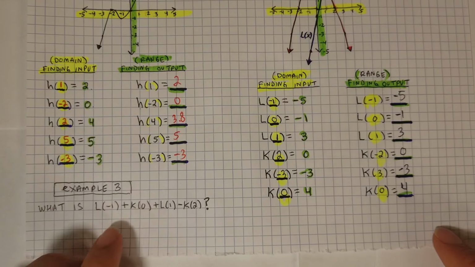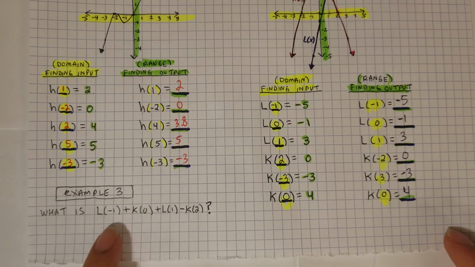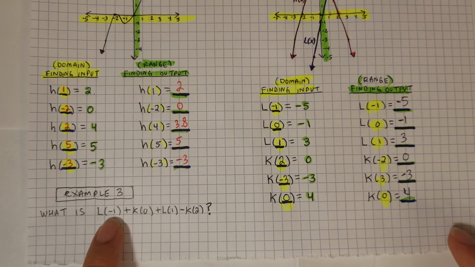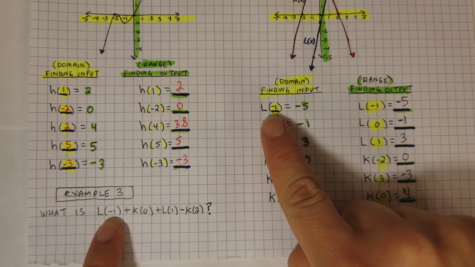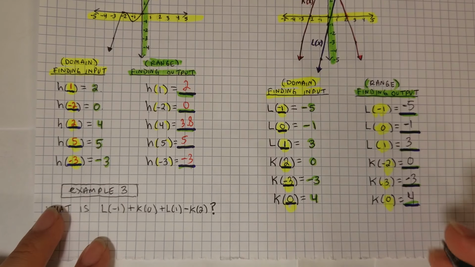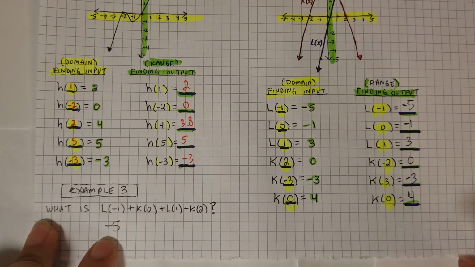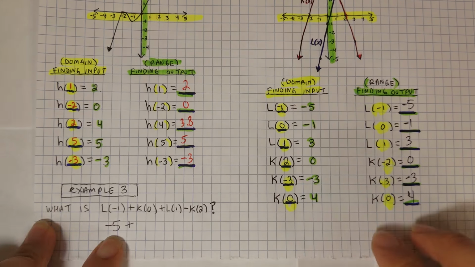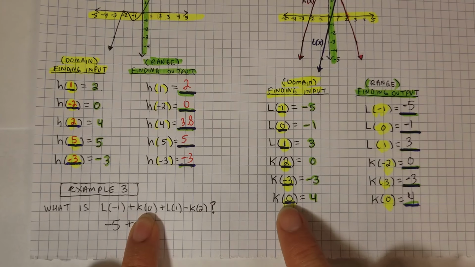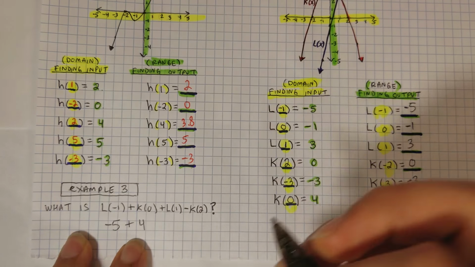But if you think about it, you already did all the hard work, right? So you already know what all these numbers are. L of -1, well, you already found that. If you look at this function up here, L of -1 is equal to -5. So what they're actually saying here is, what is -5 plus K of 0? Well, look for K of 0. You already found that. It's actually 4. So I'm going to plug in 4 right there.